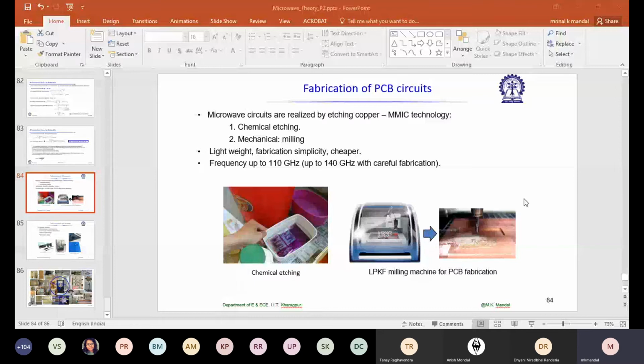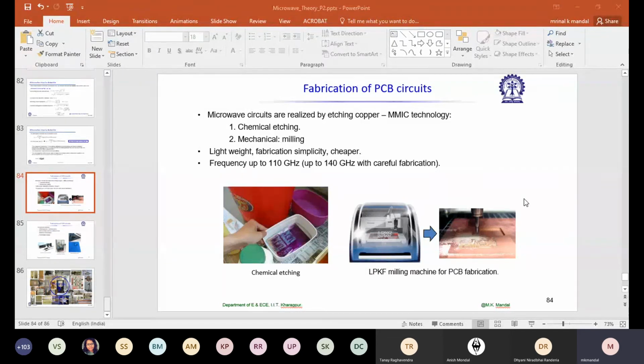Well, now there are again two approaches. One is negative, another one is positive. It depends on what type of chemicals you are using. For the negative, it is just like your photography. The opposite will come in the mask. So where you don't want metal, that part is black in negative. And in positive, just the opposite. So the black part looks like your circuit.